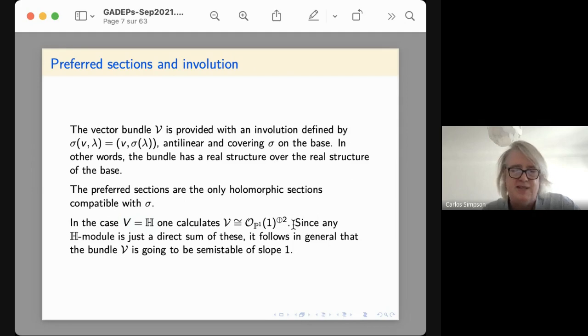Now, any quaternionic vector space has a basis. So it's just a direct sum of a certain number of copies of H. So it means that our bundle V in the general case is just going to be a direct sum of things of this form. In particular, it has even rank. But what we can conclude here is that the bundle in this case is a semi-stable of slope 1 vector bundle on P1. It's also polystable, clearly, but let's just use the terminology semi-stable of slope 1. Of course, on P1, that just means it's a direct sum of copies of O1.